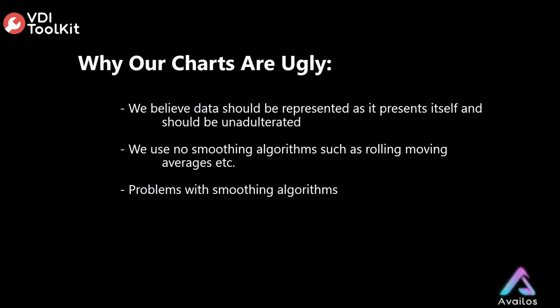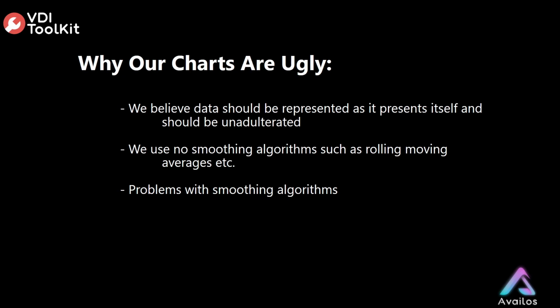Well, it means we use no smoothing algorithms on our charts, such as rolling moving averages, etc. Many other companies, when providing charts, are so worried about making them pretty, they modify the data with smoothing algorithms. You are in essence not seeing the true representation of the data when such algorithms are used. This can lead to thinking there isn't a problem when there actually is one. We choose to focus on a true representation of data versus a pretty representation of data. We believe this will equip you with better tools to make better decisions within your virtual desktop environment.